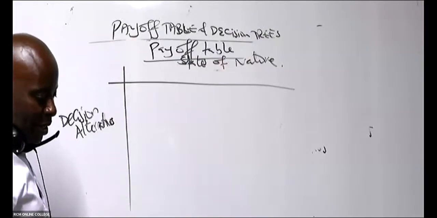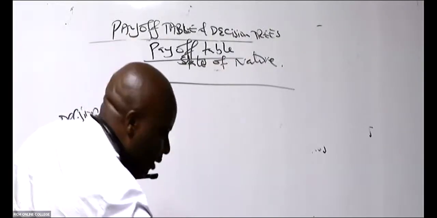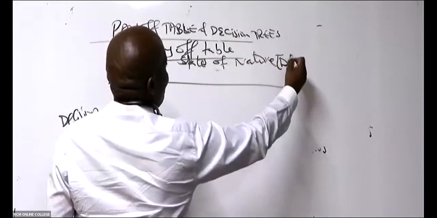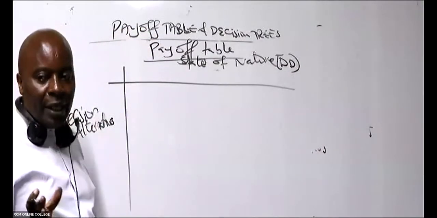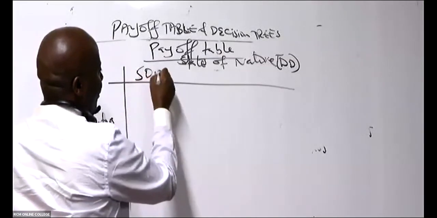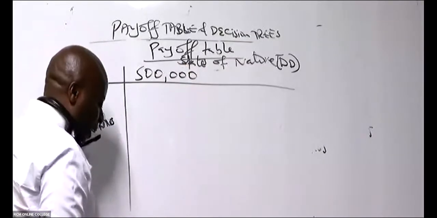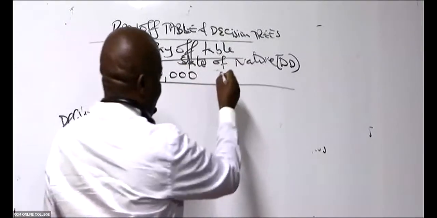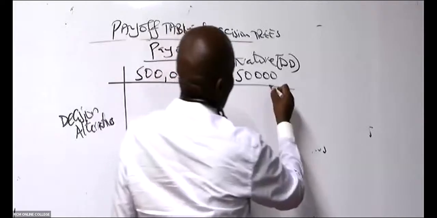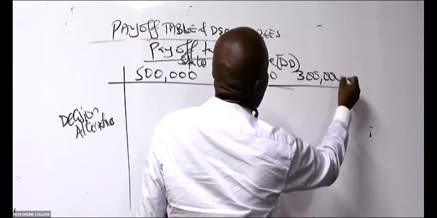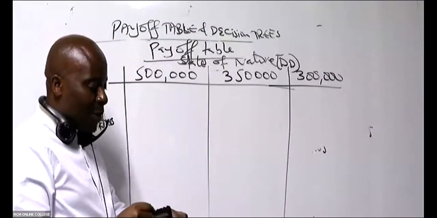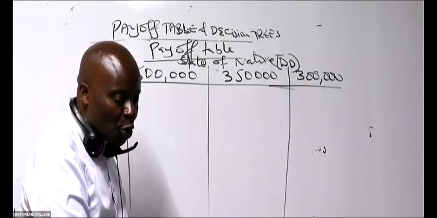So we have three decision alternatives. First of all, the states of nature are probabilistic. What you are seeing there being demanded, which is probabilistic, are our states of nature. So there are three of them. In this case, there is a demand of how many units? 500,000, 350,000, and then lastly 300,000. So the demanded units are probabilistic. Probabilistic events are the ones we take here to the states of nature, because states of nature are those uncontrollable.